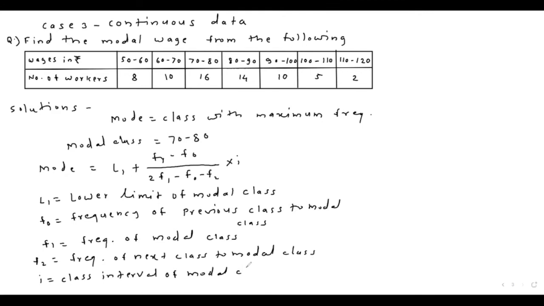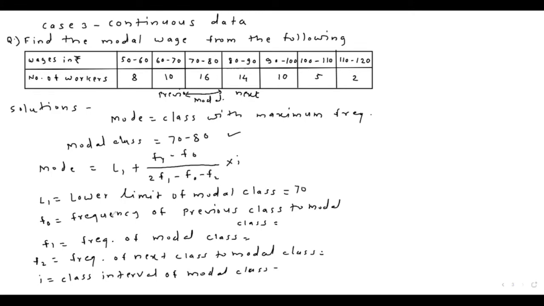So let us find the values. Since we are finding the modal class, this is my modal class. This is my previous class to the modal class, and this is my next class to the modal class. Fine. So the lower limit of the modal class: observe these values 70 to 80. Over here, the lower limit is 70 and 80 is my upper limit. Hence the value of L1 is 70.